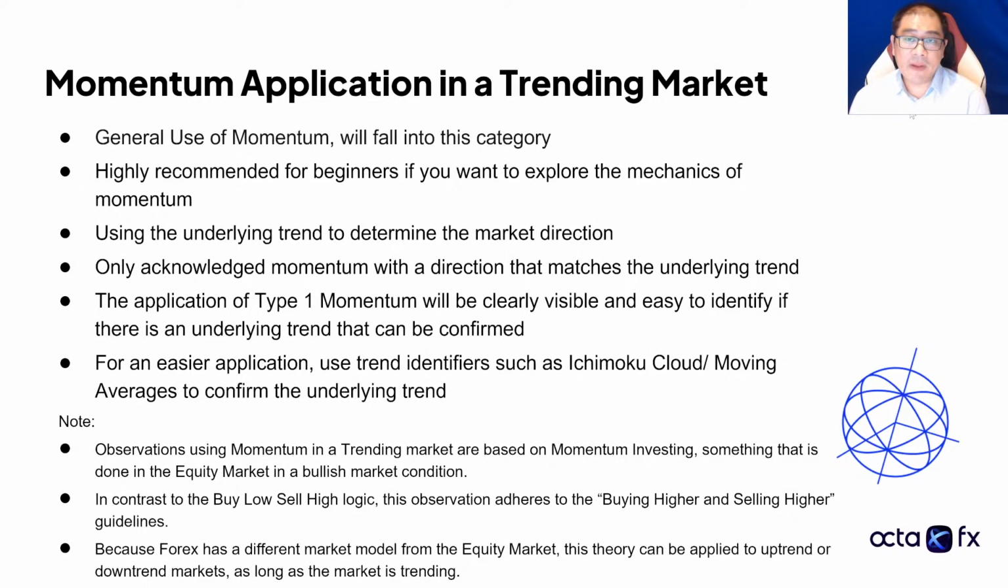So how do you apply this in a trending market? In general, the use of momentum falls into this category, because if we learn from the equity market and take momentum and apply it into the market, about 80% of how an oscillator works is designed for the equity market, and that's why it's designed for a trending market. Okay, so when we apply momentum into a trending market, momentum is much better. It's easier to understand when it's applied to a trending market.